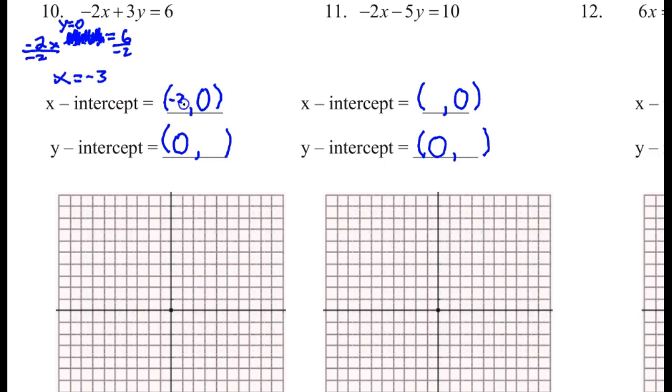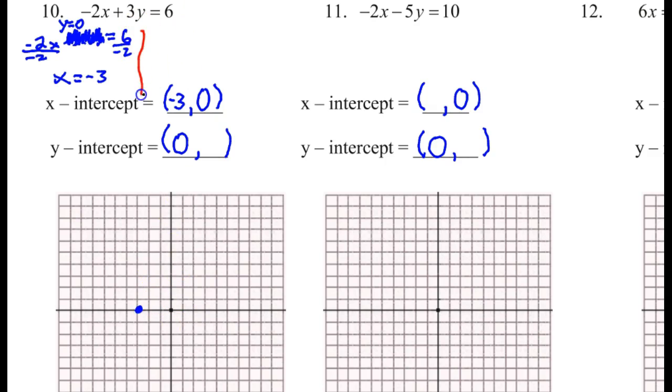So I can go over here, put my negative 3 for my x-intercept, and then you can go down here and graph negative 3, comma 0. Everything you're graphing is going to be on an axis. There won't be anything in any of the quadrants here. It's all going to be on either the x-axis or the y-axis.